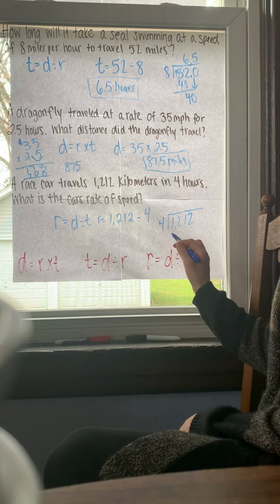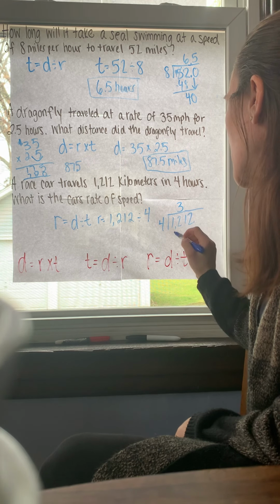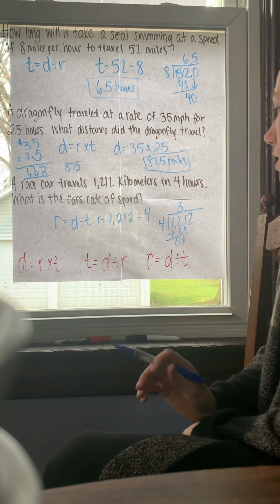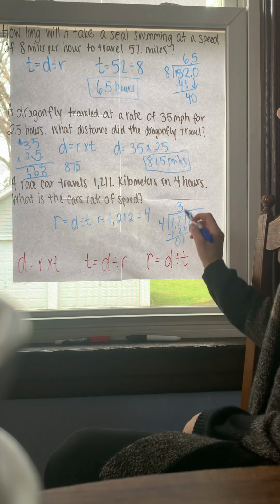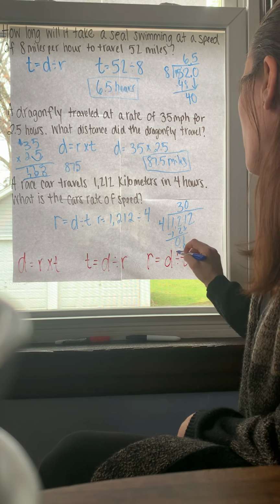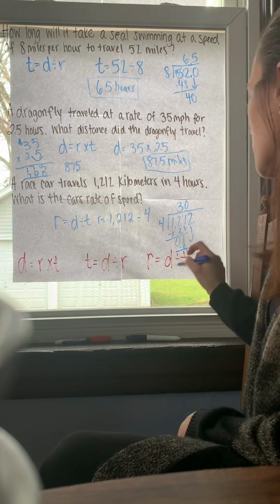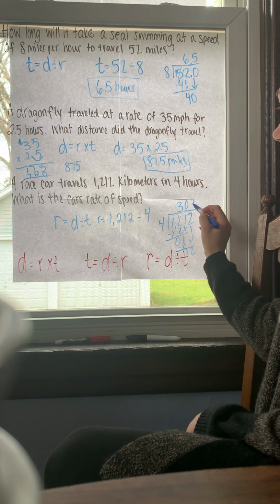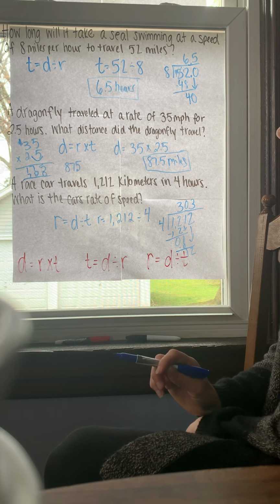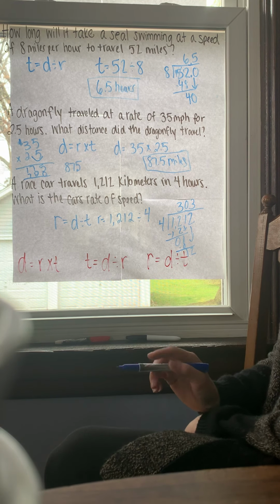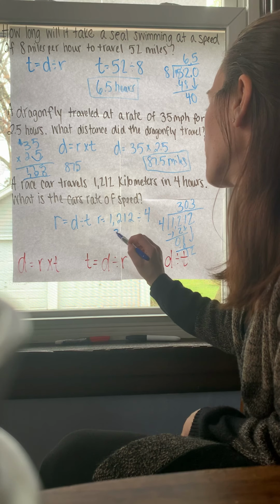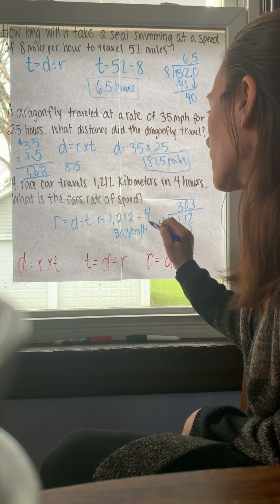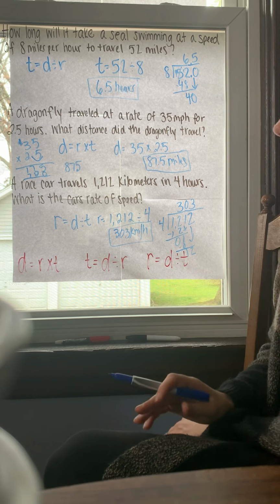4 cannot go into 1, but it can go into 12 3 times. 12 minus 12 is 0. 4 cannot go into 1, so we put a 0. When we subtract, we get 1, bring down the 2, 12. 4 goes into 12 3 more times. So the car's rate of speed would be 303 kilometers per hour. And that's how you would write that.